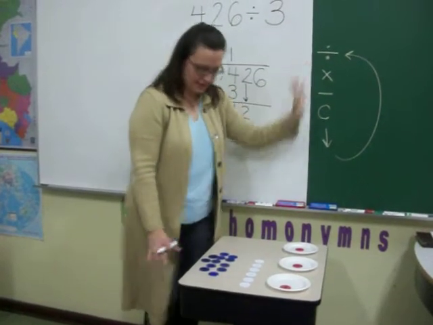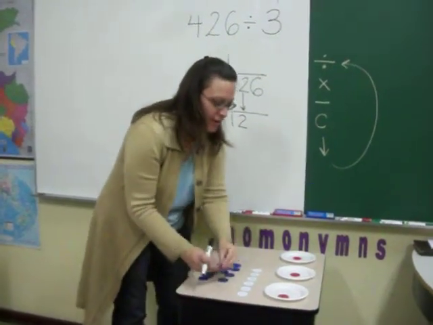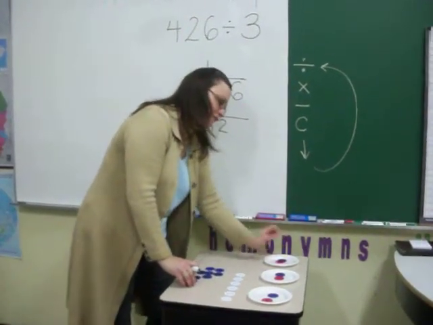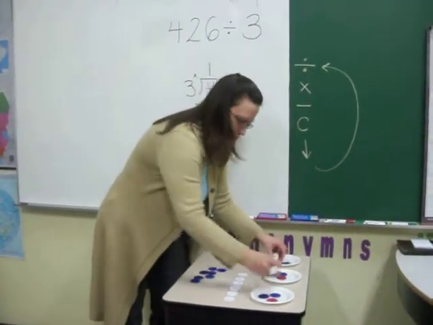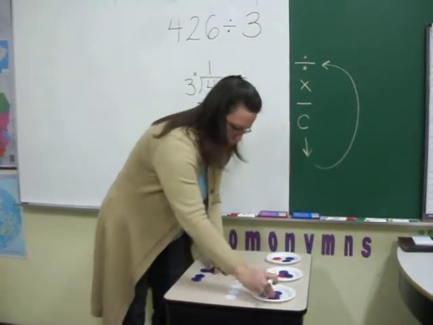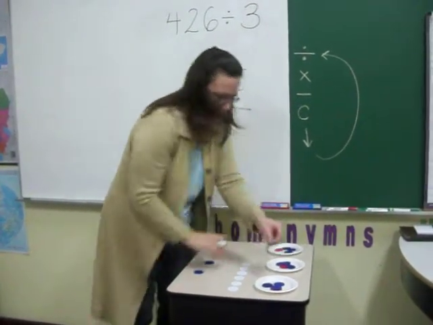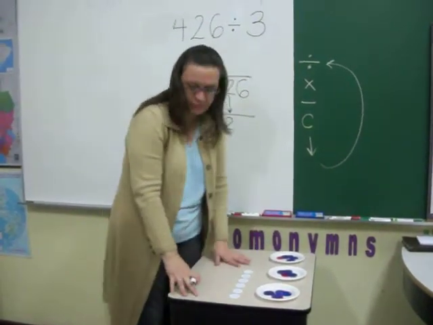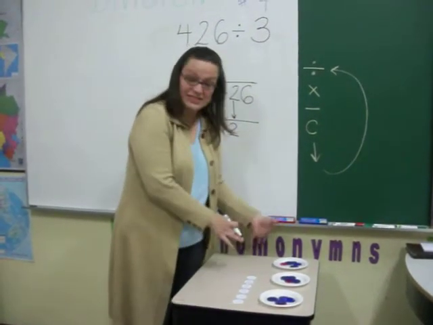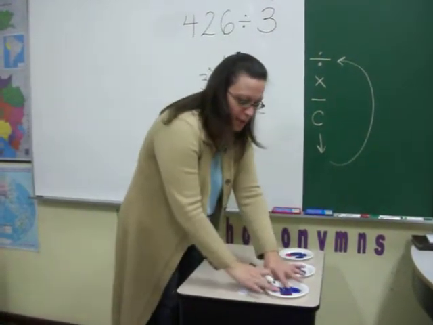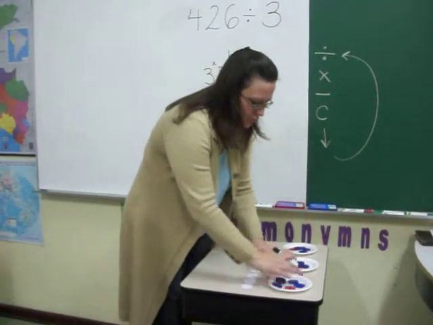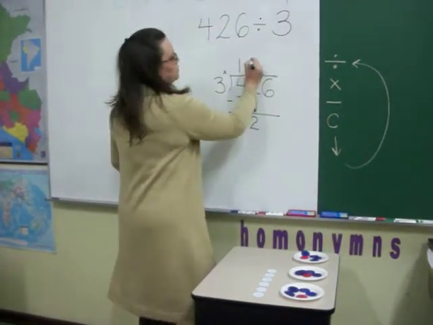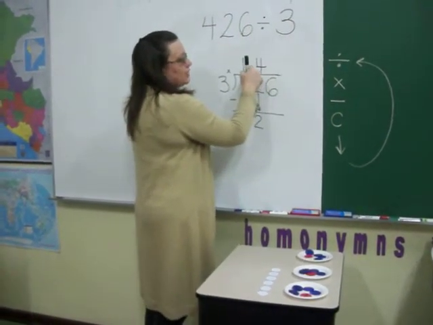I divide. I have 12 tens and I share. 1 for you, 1 for you, 1 for you. 1 for you, 1 for you, 1 for you. Oh, I'm all done. Don't have any more. They all got the same number. That's good. How many did they get? 1, 2, 3, 4. Each of them has 4 tens. So I put the number 4 on top.